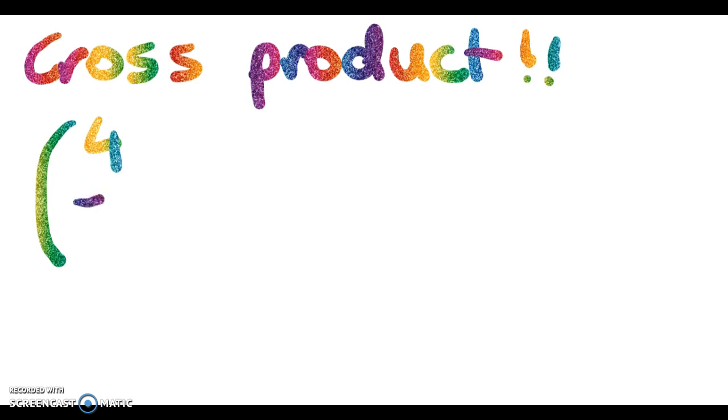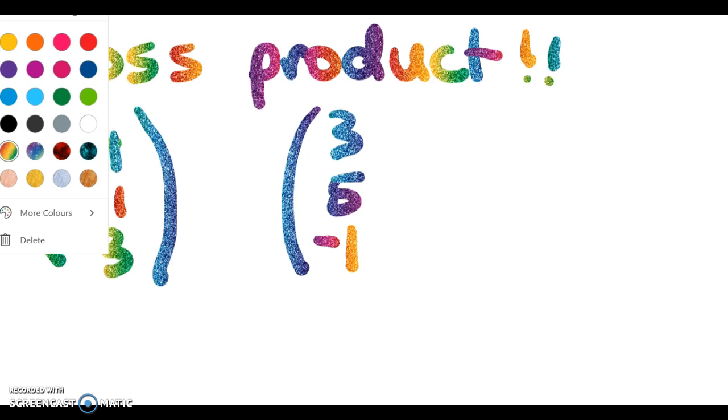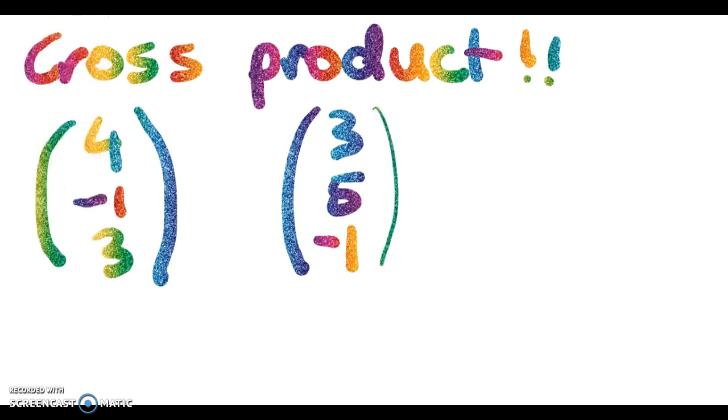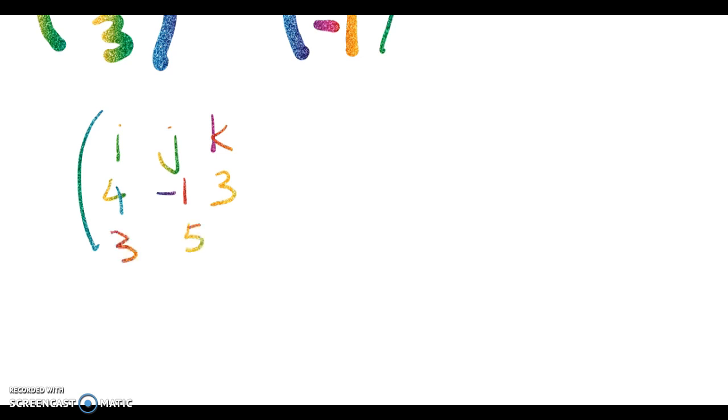We're going to have 4, -1, and 3. And we're going to have 3, 5, that's 5, and -1. I might just change the pen a little bit. Okay. So what we want to do is to set up those vectors horizontally to help me with a memory jog. So the cross product goes like this. We've got 4, -1, and 3 for the 3 components of the first vector, 3, 5, and 1 for the 3 components of the second.